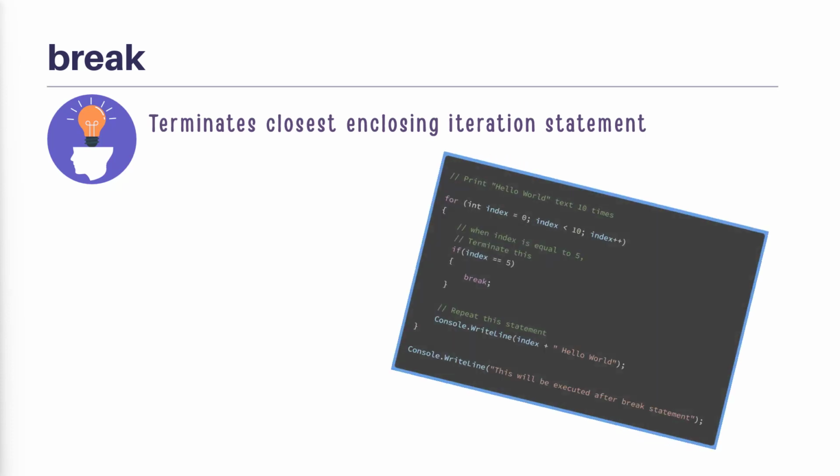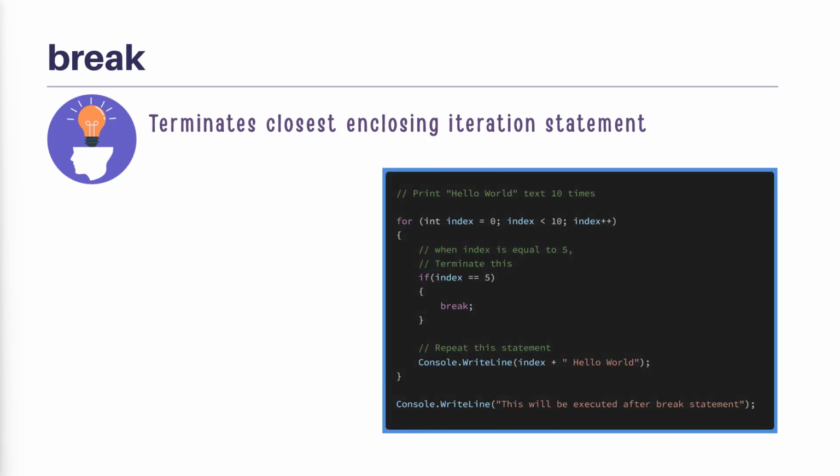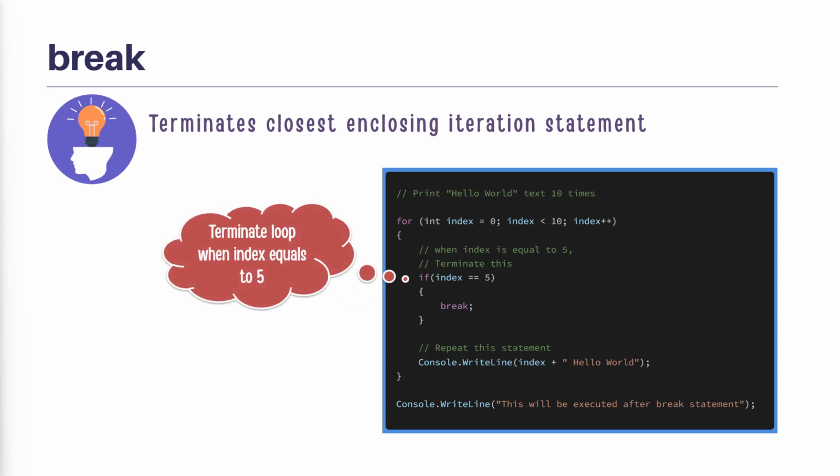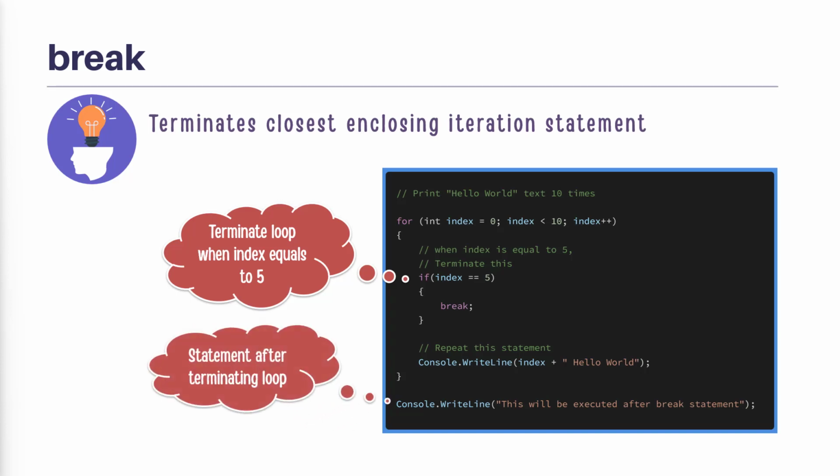Here the code snippet shows the code which terminates the loop when index is equal to 5. This means the loop will display the text hello world 5 times. In the 6th iteration, index will be equal to 5 and that's why the if condition will become true. And in that case, the loop will be terminated because of the break statement. I hope this clarifies the meaning of break statement. Let's now move on to the next keyword.